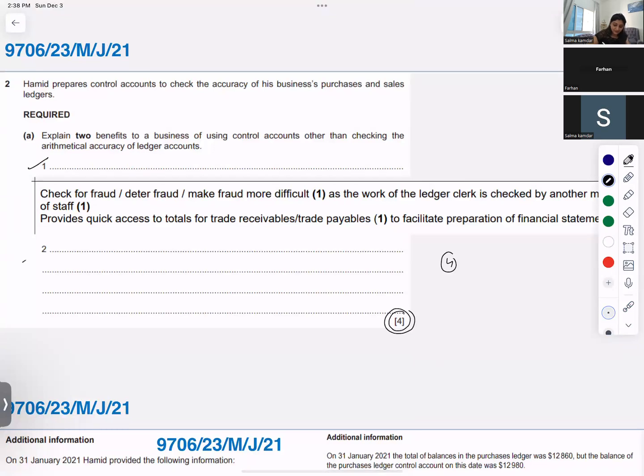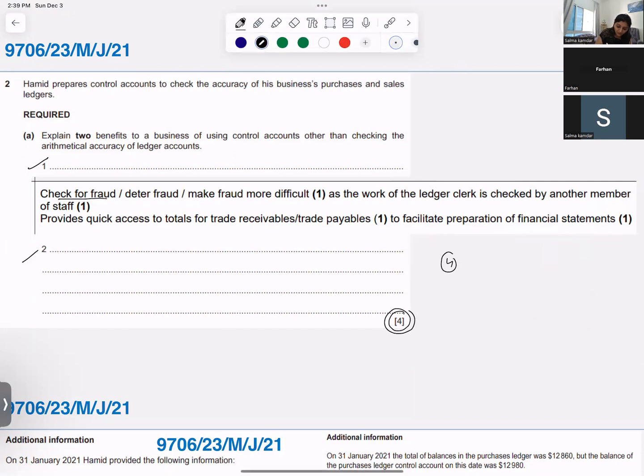Even if they're asking you for two benefits, in the first benefit you will have to write 2 points related to it. So your first benefit was that it helps to check for frauds, correct? It helps to check for frauds, and you have to continue ahead so that you get 2 marks, as the work of the ledger clerk is going to be checked by another member. So the first point will be it helps to check for fraud as the work of the ledger clerk is checked by another member.